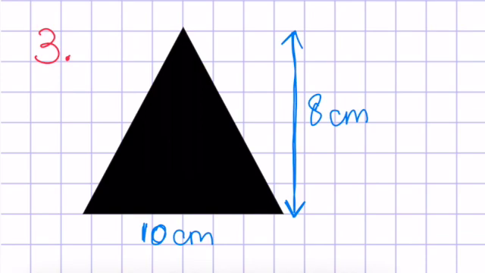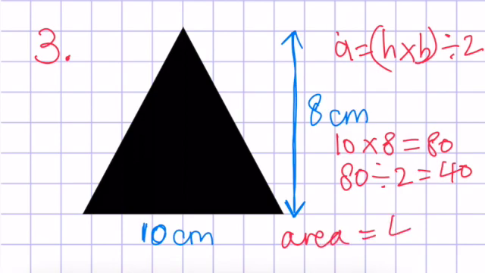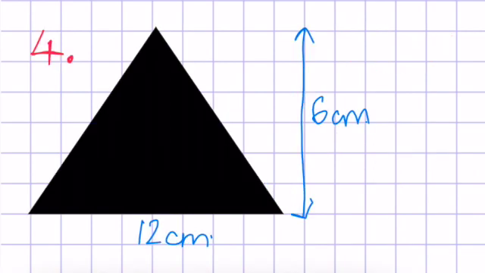Number 3. Work out the area of this triangle. Hit pause and then I'll go through the answer. Okay, so remember, area equals height times base divided by 2. 10 times 8 equals 80. 80 divided by 2 equals 40. So the area equals 40 centimetres squared. Next one. Number 4. Work it out and then I'll go through it with you.